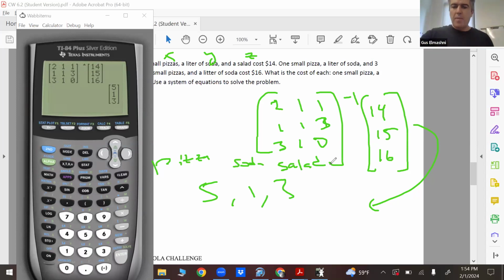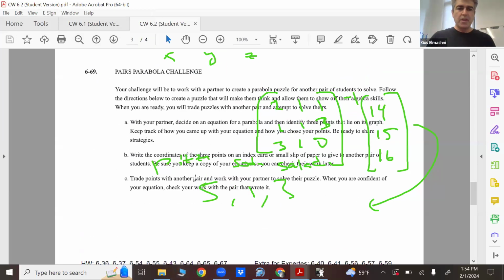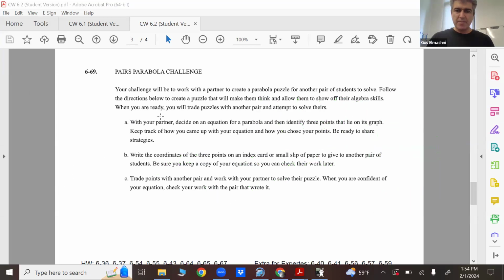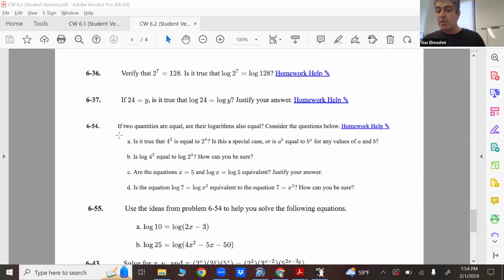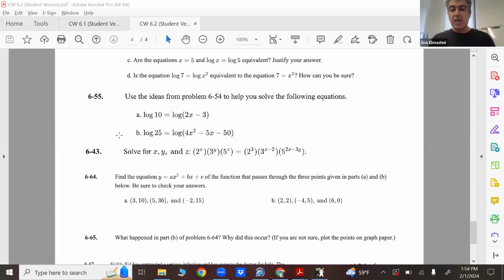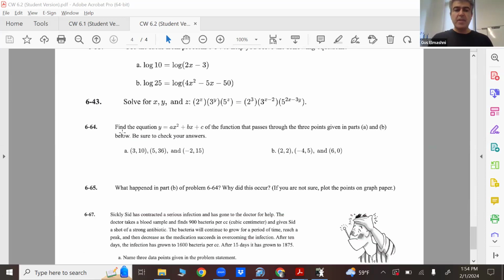Okay, and then one more problem, and I think we're done for today. Pairs parabola challenge. I think we might forego this exercise. Yeah, let's just forego this exercise. I think we did enough today. So the homework will have some review of logs, which is good. Actually, it's a lot of review of logs and exponents.